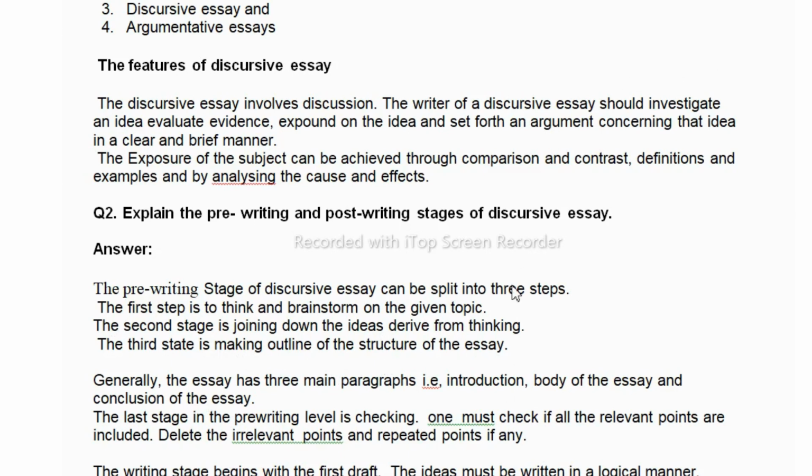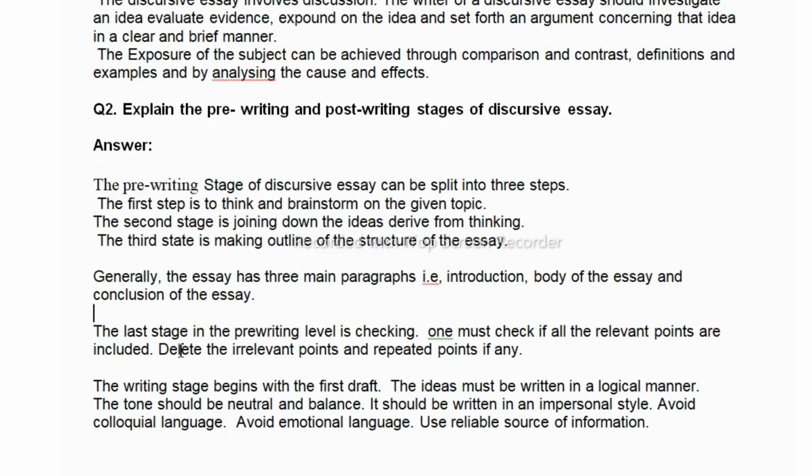The second stage is jotting down the ideas derived from thinking. Then you have to think and join the ideas. The third stage is making an outline of the structure of the essay. Then you have to decide what you are going to write in the introductory paragraph, in the main body, and what you are going to give in the conclusion. After that you can start your writing. Generally the essay has three main paragraphs, that is introduction, body of the essay, and conclusion of the essay.